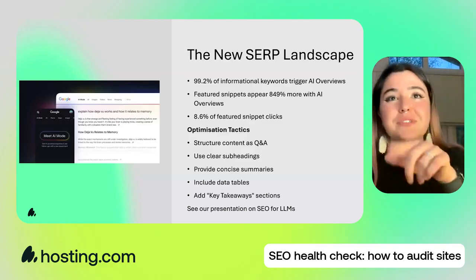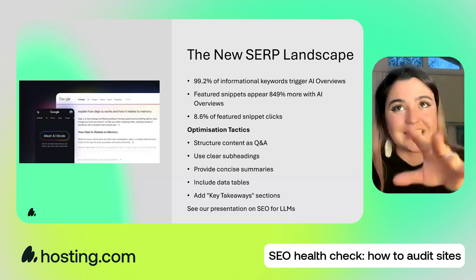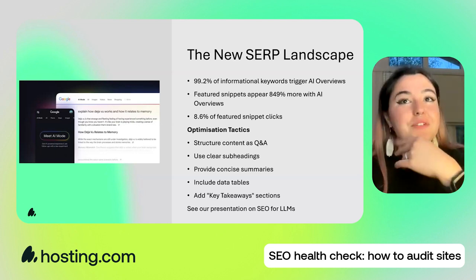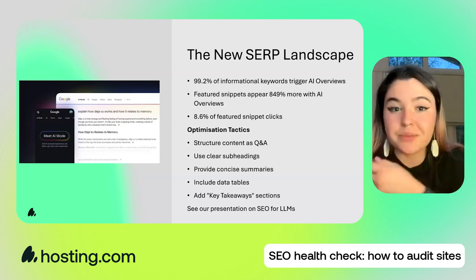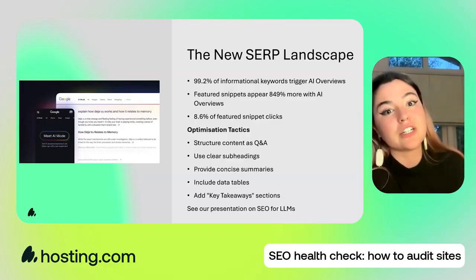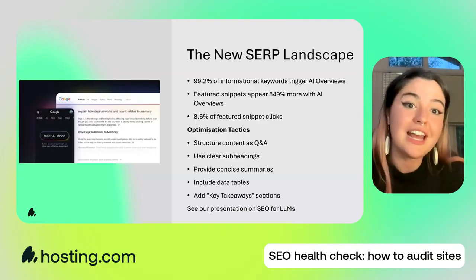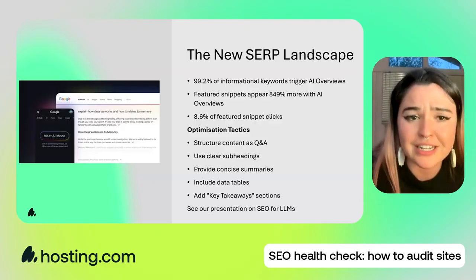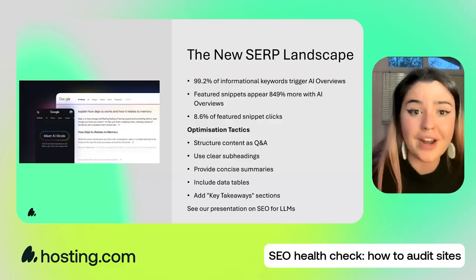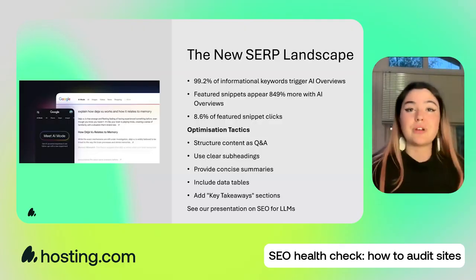So 8.6% of featured snippet clicks. That's the difference there. Optimization tactics to show up here, because we still want to show up even if users aren't clicking through and they see our site is solving a question. That is a huge amount of authority and trust served up right away, right in front of our users. So how do we get there?